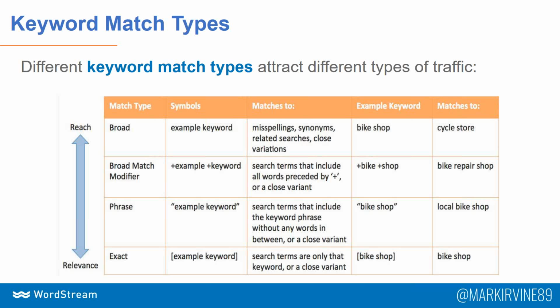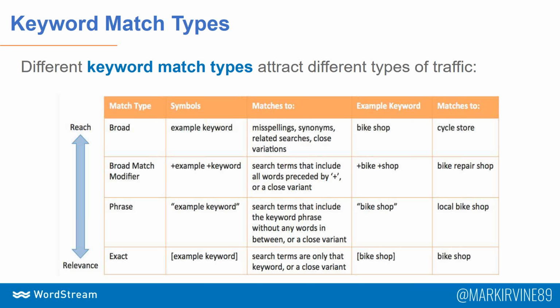The broad match modified allows us to serve an ad whenever all the words of our keyword are included. So the broad match modified plus bike plus shop allows us to show whenever someone searches for terms that include the words bike and shop, although not necessarily in that order, and it allows additional words to appear in between. And the broad match is going to get us basically all of our reach.